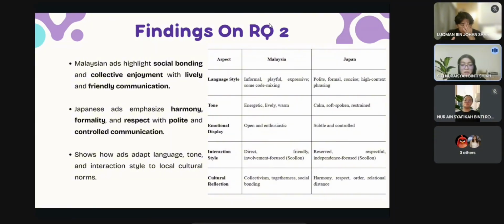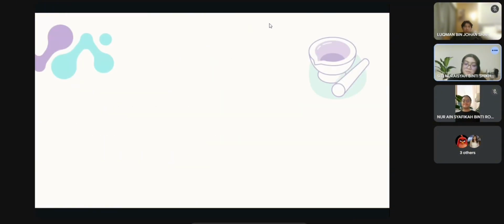So after observing the table, the Malaysian advertisements highlight more on social bonding and collective enjoyment through lively and friendly communication, whereas Japanese ads emphasize more on harmony, formality, and respect with polite and controlled communication. So overall, these differences clearly demonstrate how advertisements adapt language, tone, emotional display, and interaction style to local cultural norms, as illustrated in the table based on our video transcription. Next.